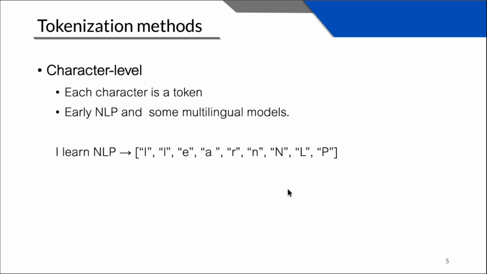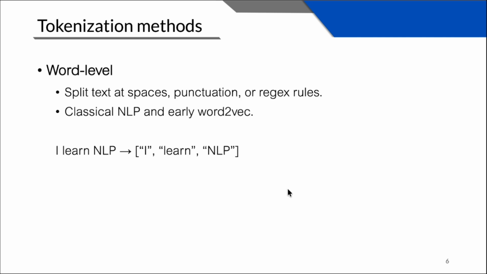So now let's think about the tokenization methods. We have different tokenization methods. Some of them work on the character level, in which each character is a token. It was applied in early NLP and some multilingual models. Here's an example: I learn NLP. You can see that we handle each character as an independent token, and the vocabulary will be the characters. At the word level, we split the text by spaces, punctuation, or regular expressions, which was applied, generally speaking, in classical NLP and early word2vec models. For example, I learn NLP, you can split it into three different tokens by white space.